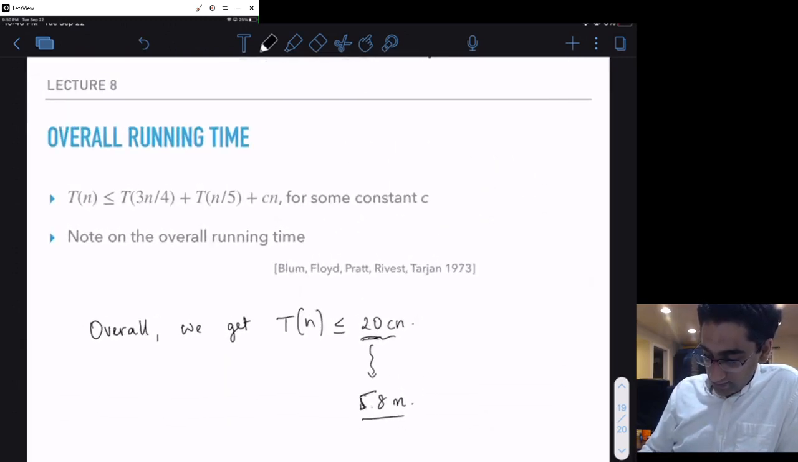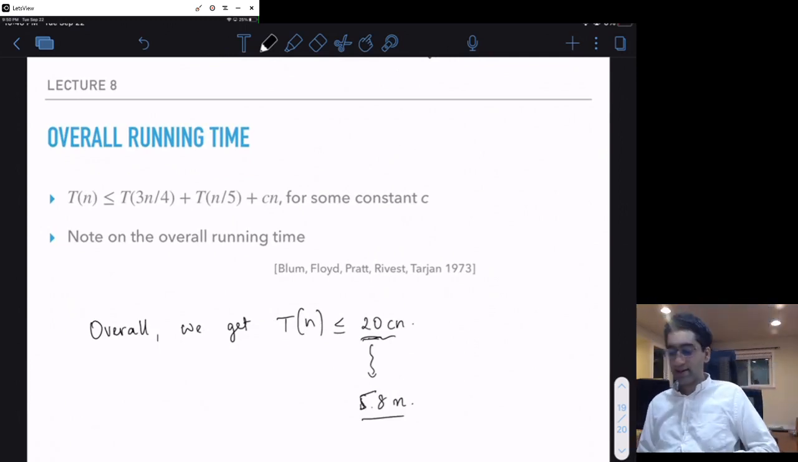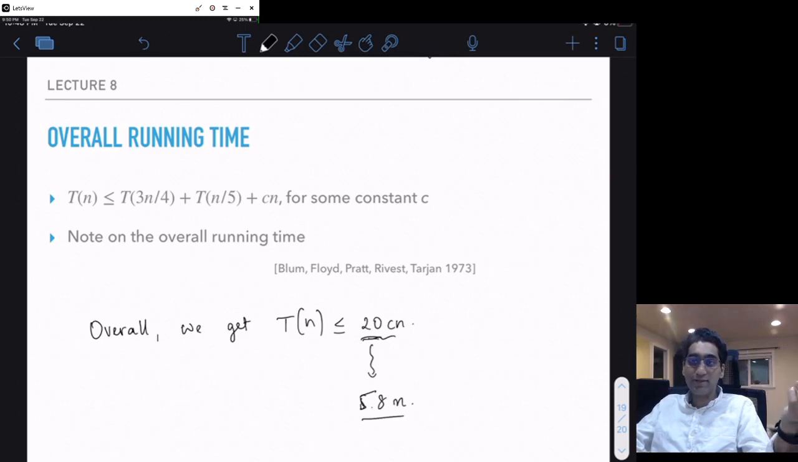It's a beautiful algorithm, the overall deterministic one, and what it shows is that the selection problem, if I'm given an unsorted array and I want to find the kth smallest element, I can do it in only O of n time. So I don't need to sort in particular.